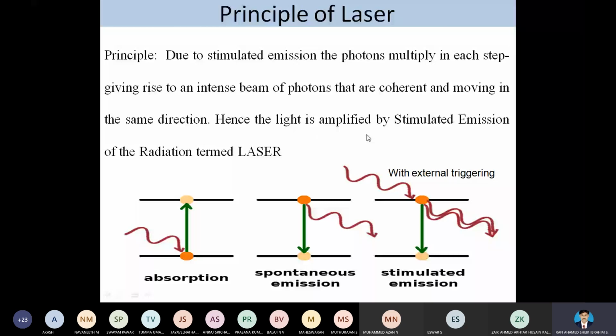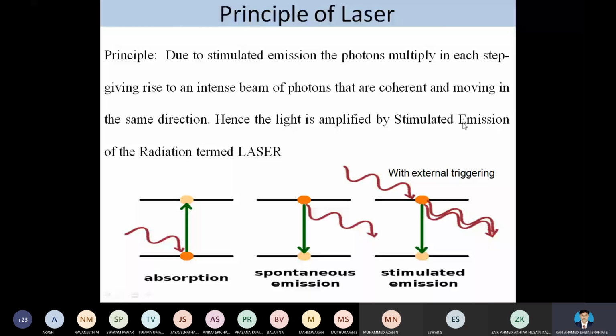Amplification means conversion. The light is amplified by stimulated emission. This stimulated emission is the principle for laser action. You should not forget this word. Stimulated emission is the principle for laser action.